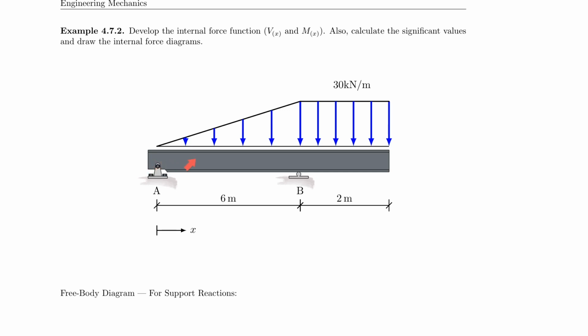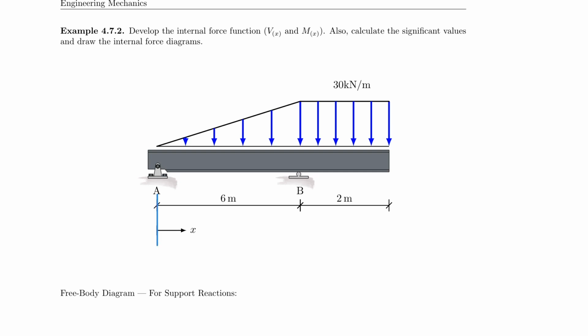For the shear force, we would expect a quadratic function, and for the moment, a cubic function from 0 to 6, whereas from 6 to 8, we would expect a linear function for the shear force and a quadratic function for the moment. So I don't really have to derive this in great lengths. I just want to give you the final answer so you can check what's going on.